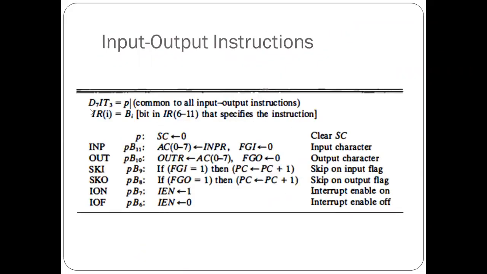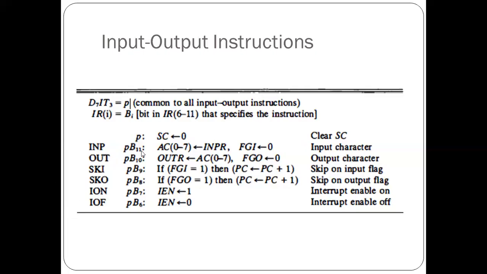So this is the common control input required: D7, I, and the time state T3, all should be 1. And for the remaining 12 bits of the instruction code, whichever bit is 1, that corresponding bit position we take. If none of the bits are 0, then the sequence counter is cleared to 0, and it restarts with time sequence 0.